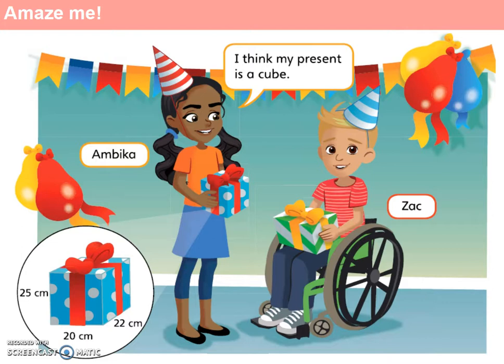So for question 1a, how would you help Ambika find out if her gift is a cube? What strategy would you use? And then for question 1b, Ambika describes the faces of her gift. Is she correct in thinking that this is a cube when she describes those faces? So pause the video, give those 2 questions a go, and come and join me when you're ready to look through the strategy we've been using.